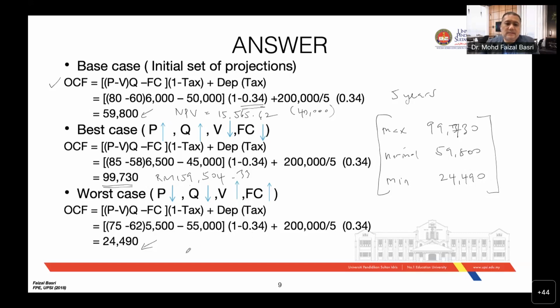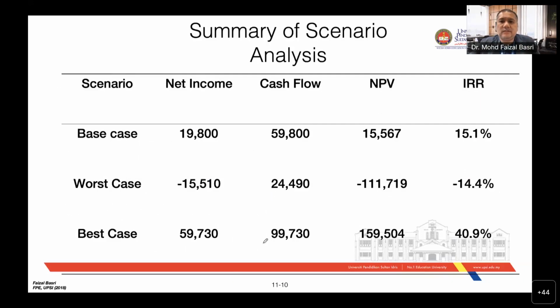So for this, it will be a negative 111.719. So it's a negative cash flows. Okay, negative cash flows. So this is a summary of NPVs. Okay, worst case scenario, negative 111.719.